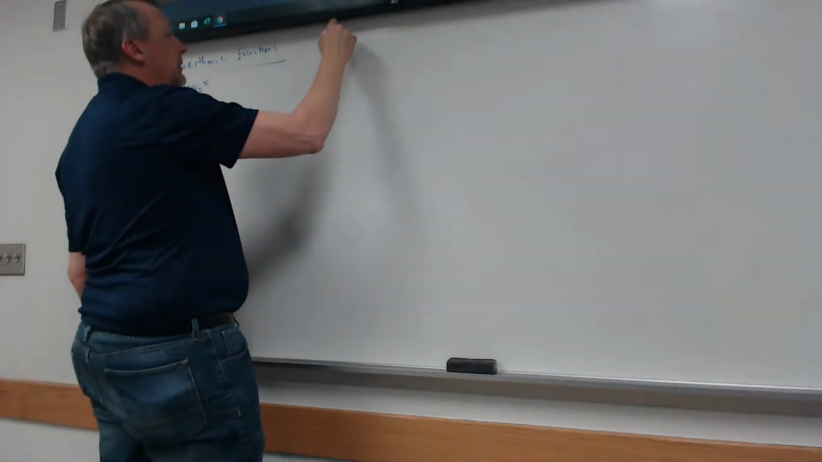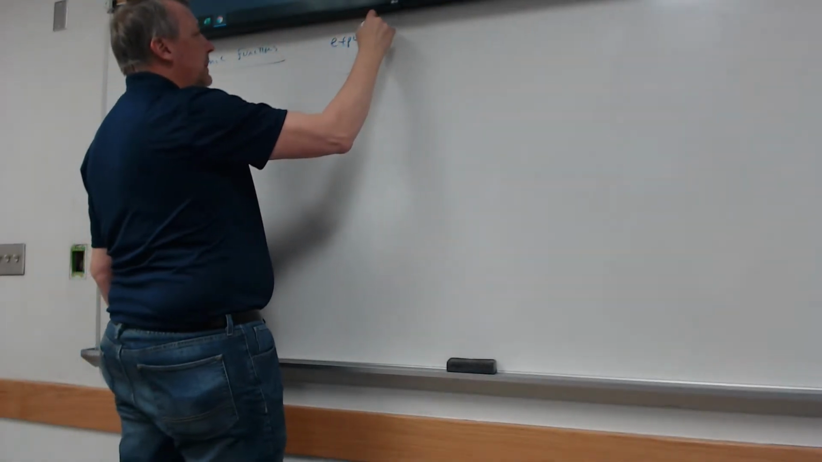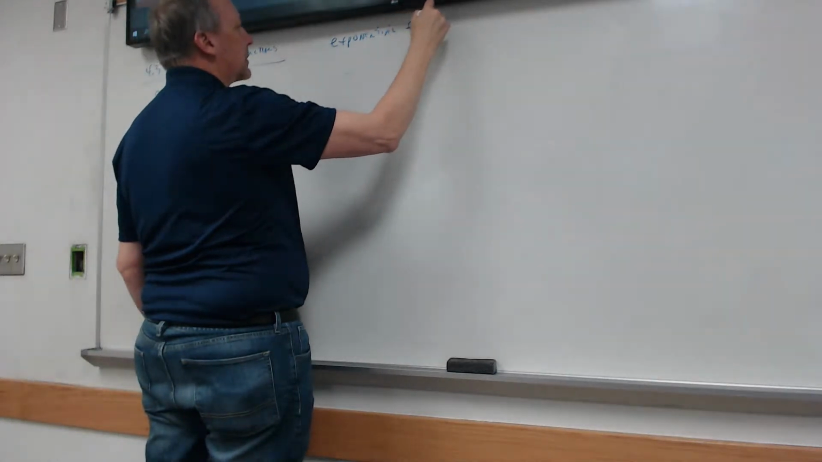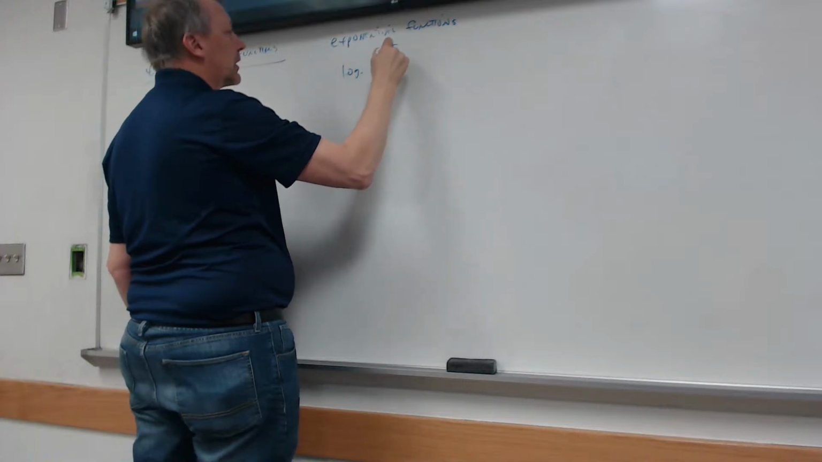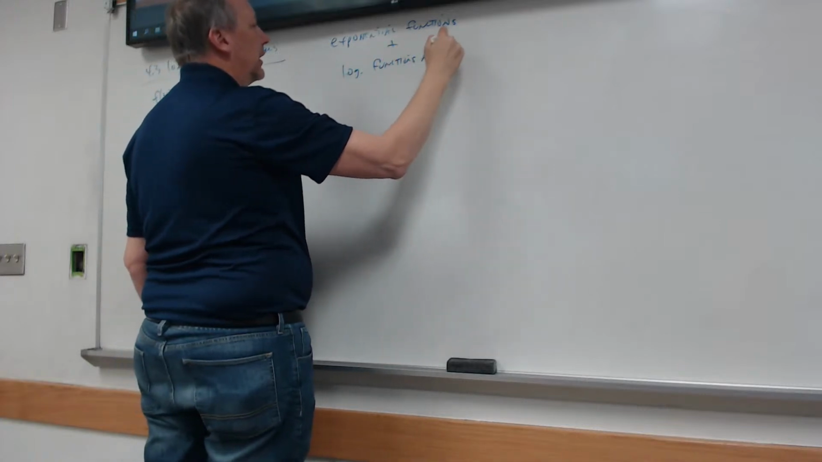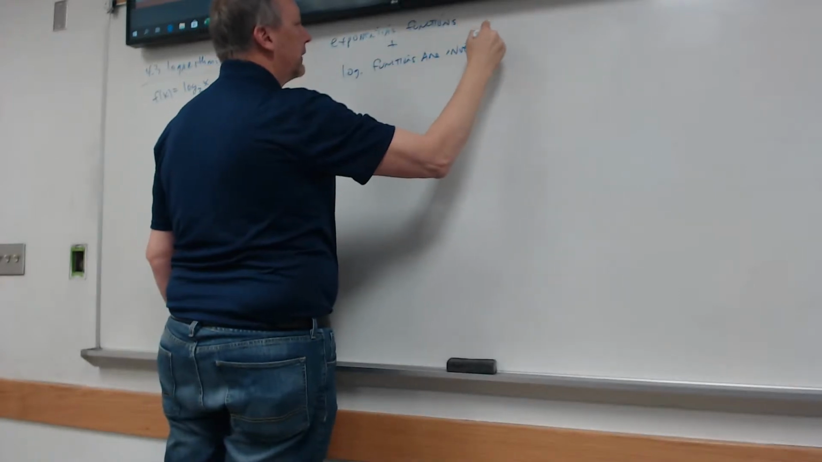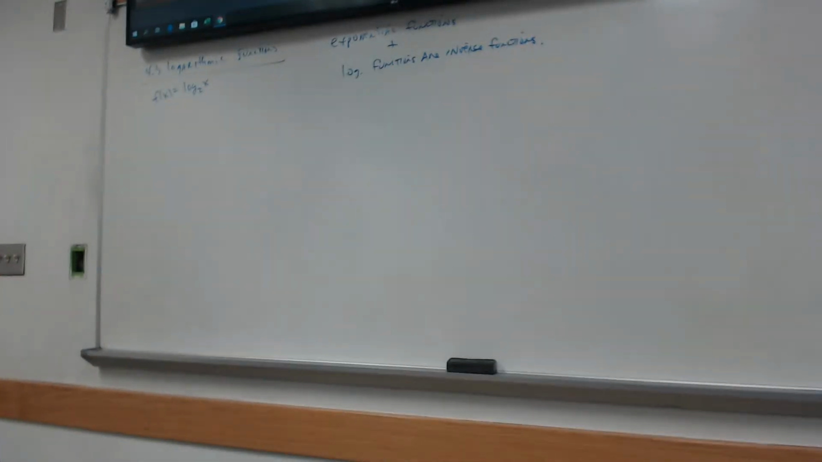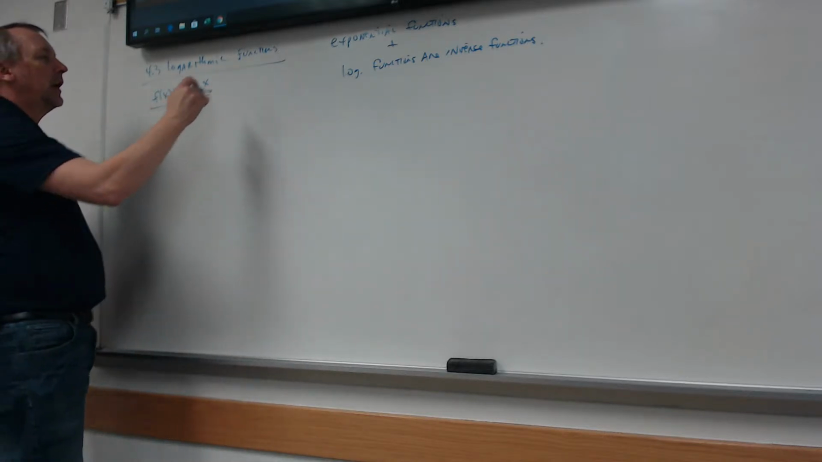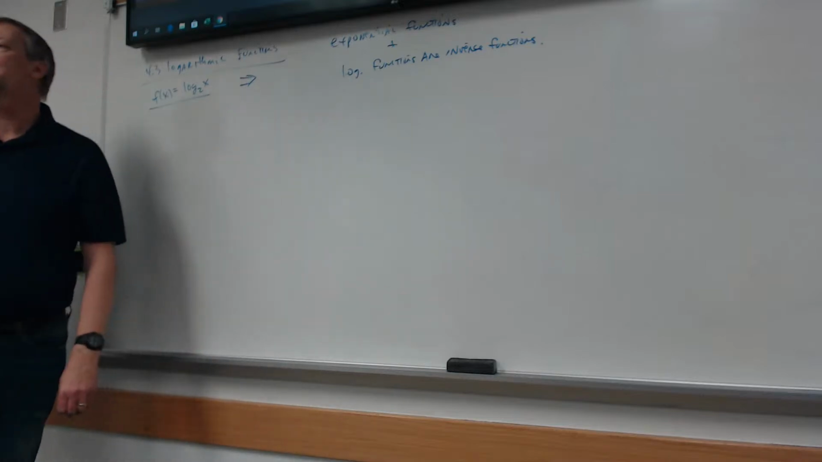Now, before we start talking about the graph, we remember that exponential functions and logarithmic functions are inverse functions. Okay, so that's going to hopefully help us to graph these. Now, if this is the function, how would we write that in exponential notation?